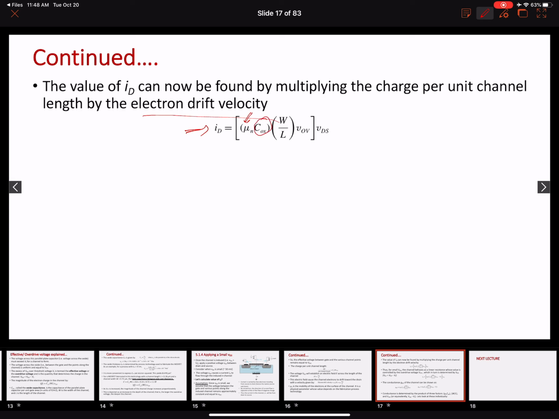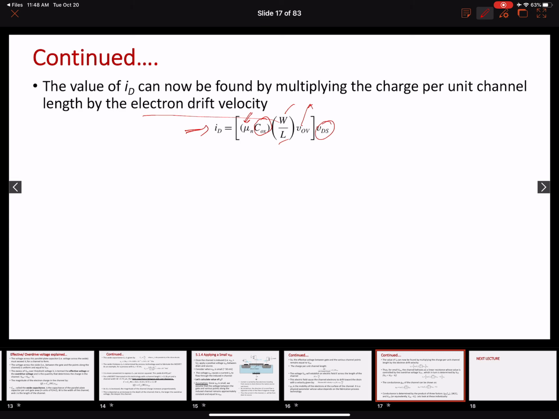If you have a higher capacitance of the oxide layer, it will increase the current. If you have a higher width of the channel and a lower length of the channel, it will increase the current. If you have a higher overdrive voltage, it will increase the current. And for now, we are just assuming that the VDS is very small. We will come back to that, how this equation will fundamentally change when the VDS is more.